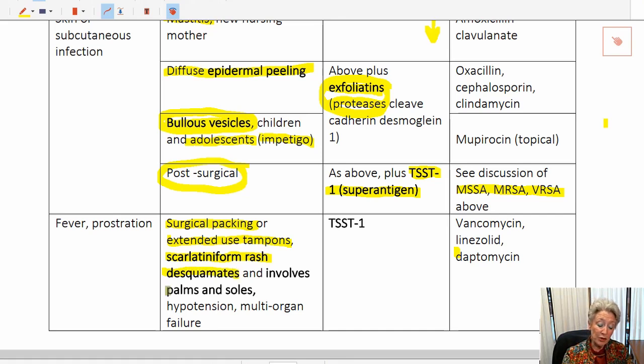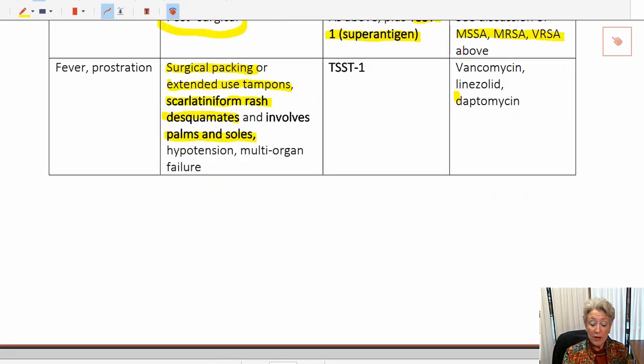And remember, it's going to involve the palms and soles. It's relatively uncommon for rashes to involve the palms and soles, so make a note of that when you see it. Staph aureus is our first one that will do that. Of the rest of them, there really aren't very many.